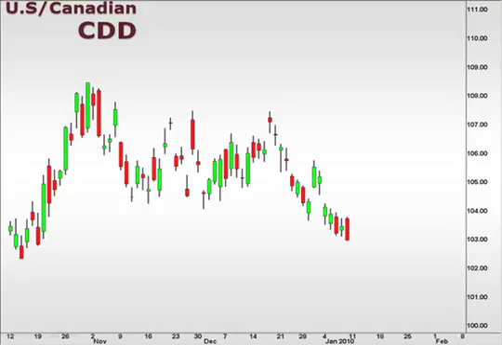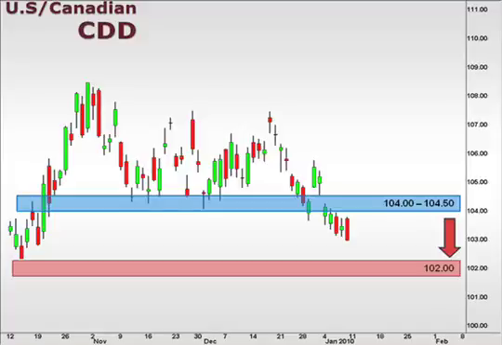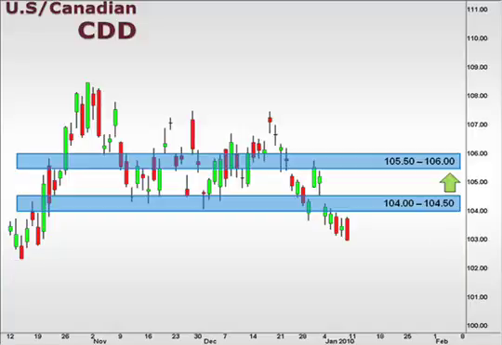Let's take a look at the CDD, the US versus the Canadian dollar. Well, the US dollar could not hold the 104.5 support that had been in place for several months. This lends further credibility to a move down to test 102. Now, a break back above 104 will put a more bullish spin on the outlook of the US dollar against the Canadian. However, a new resistance level has been identified at the 105.5, 106 focal zone. 107, 108 remains a key overhead resistance in the bigger picture.